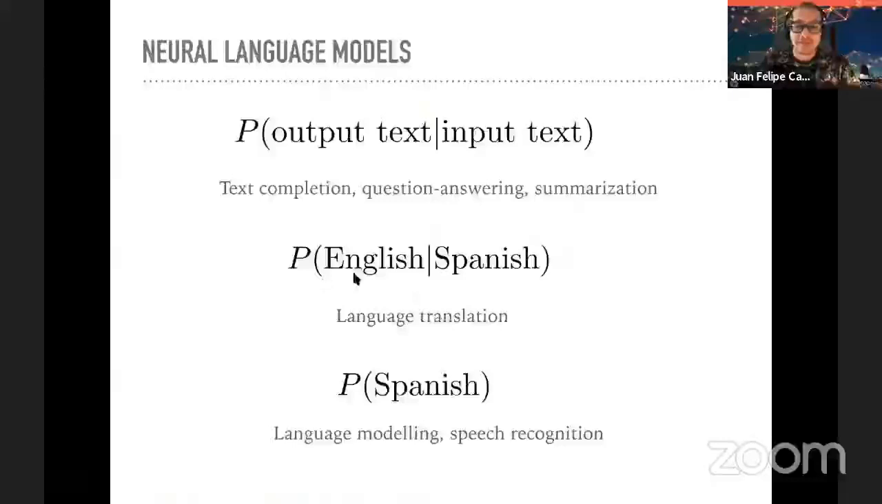So one is this text completion, you can do question answering, summarization, you can do language translation. So if you go to Google Translate, what you're effectively doing is you're using one of those probabilistic models where you're conditioning on the phrase in the language you know, and you want to know the English translation, and this is what you're using, right? You're using a conditional distribution trained on a big bunch of translations for sentences. There's also language modeling, which can be used, for instance, in speech recognition and many other tasks.